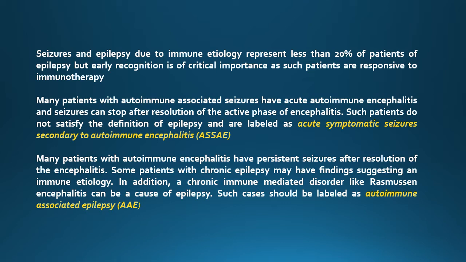Many patients with autoimmune associated seizures have acute autoimmune encephalitis, and seizures can stop after resolution of the active phase of encephalitis. Such patients do not satisfy the definition of epilepsy and are labeled as acute symptomatic seizures secondary to autoimmune encephalitis. Many patients with autoimmune encephalitis have persistent seizures after resolution of the encephalitis.